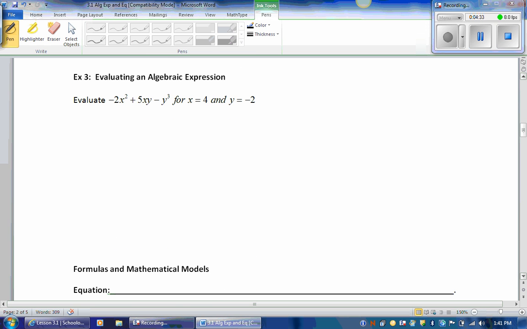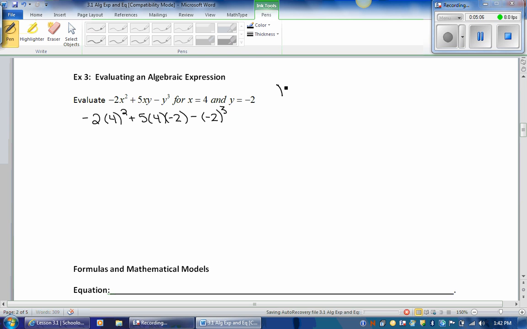So now we're getting a little bit harder, and we're looking at evaluating an algebraic expression with 2 different variables. It's done the same way. We're still using substitution, but we have to be careful where we're substituting things in. X is going to be 4, and y is going to be negative 2. So we're going to go ahead and substitute. 2x is 4 squared plus 5 times x, which is 4, times y, which is negative 2, minus y, which is negative 2 cubed.